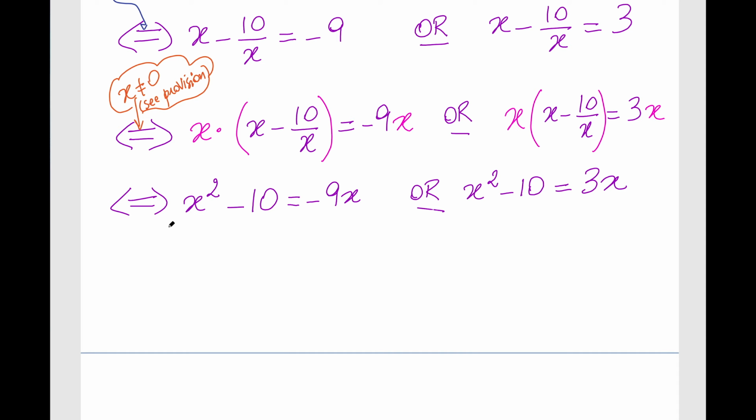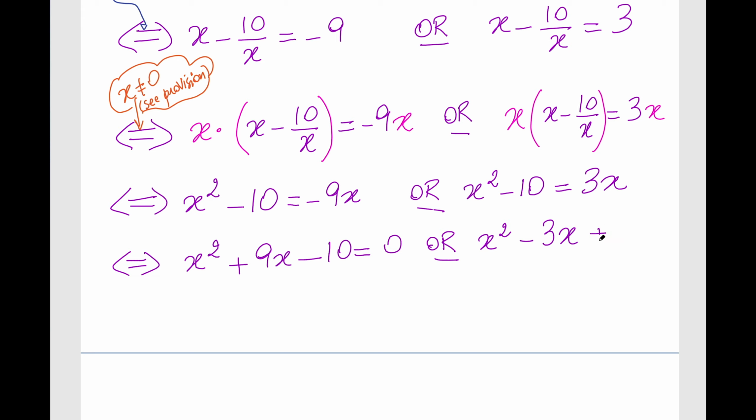So this is then the same as x squared plus 9x minus 10 equals 0. What have I done here? I just moved the negative 9x to the left side by adding 9x to both sides to get this. Or, I'm going to add negative 3x to both sides and get x squared minus 3x minus 10 equals 0, right?